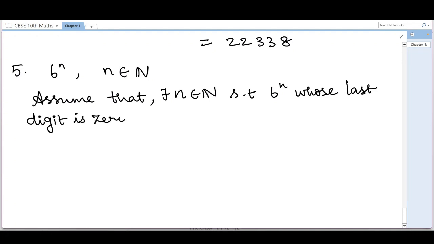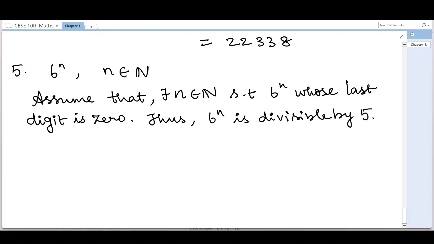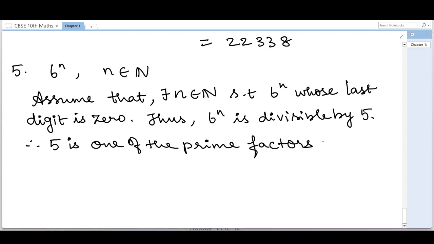Is 0. Since the last digit is 0, 6 power n can be divisible by 5. Thus, 6 power n is divisible by 5. Therefore 5 is one of the prime factors of 6 power n, right?